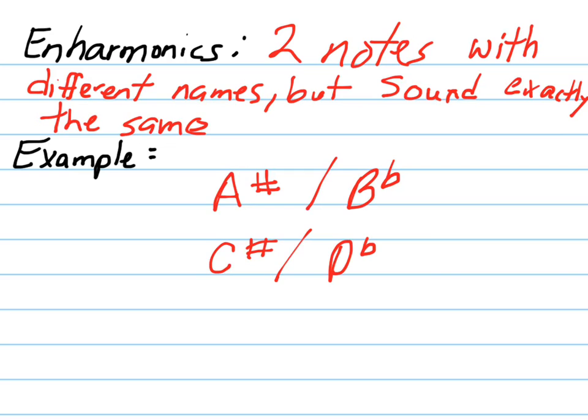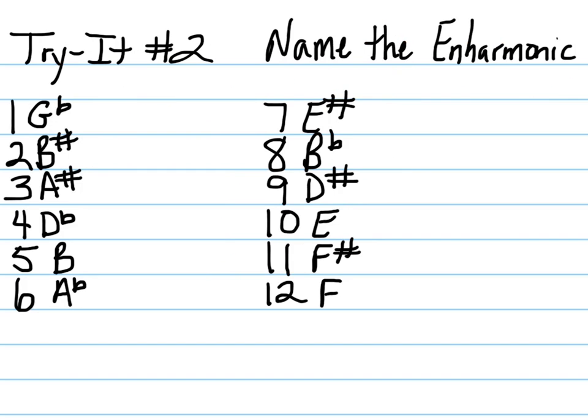And D flat. So if you see a sharp in the name of the note, what do you think the enharmonic is going to have in its name? Flat? Exactly, a flat. If you see a flat, then the enharmonic name is going to have a sharp in it. Okay. We're going to try it, okay? So you have 1 through 12 here. Name the enharmonic. So you've got a G flat.